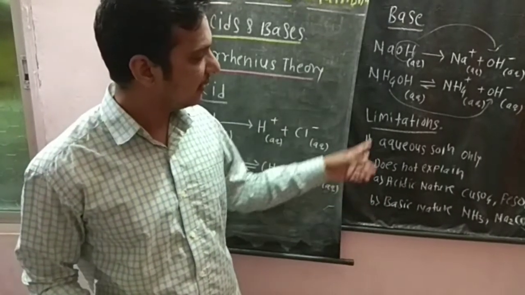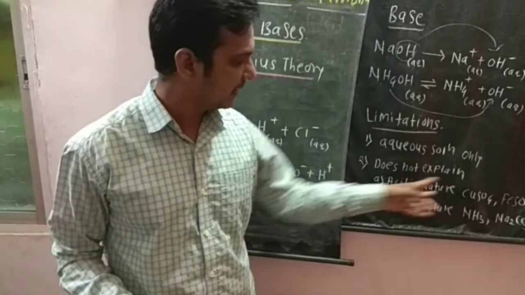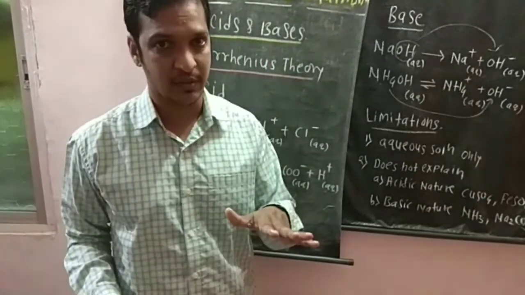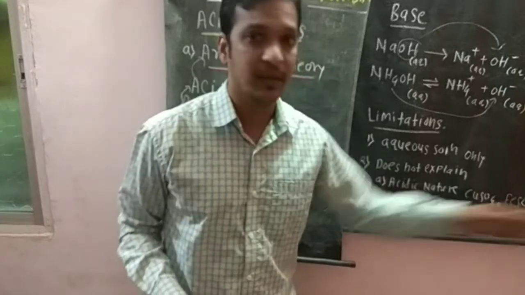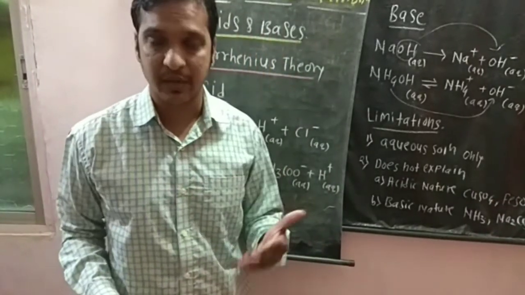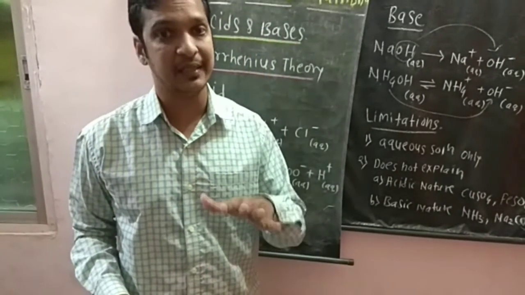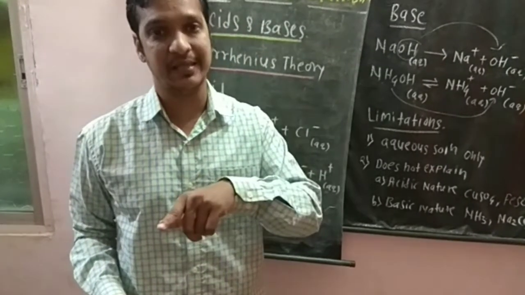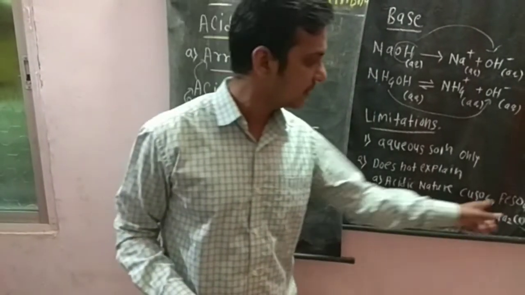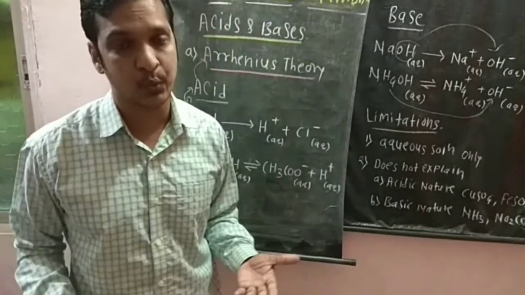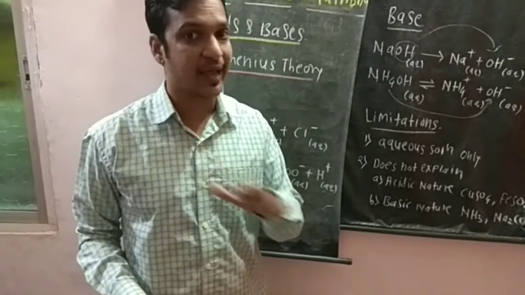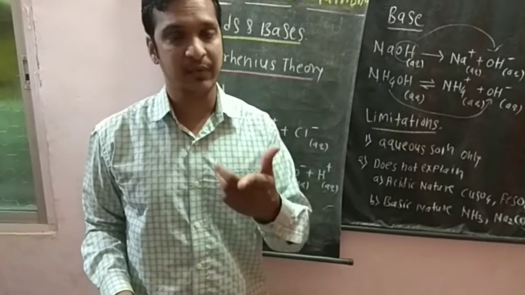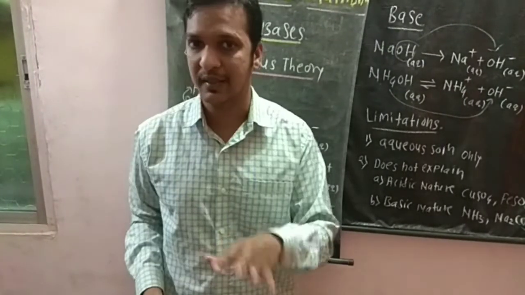Second, the Arrhenius theory does not explain the acidic nature of substances which do not contain hydrogen. For example, copper sulfate, ferrous sulfate, sulfur dioxide, carbon dioxide, BF3, AlCl3 are all acidic. They do not contain hydrogen, however they are acidic. Why they are acidic is not explained by the Arrhenius theory.